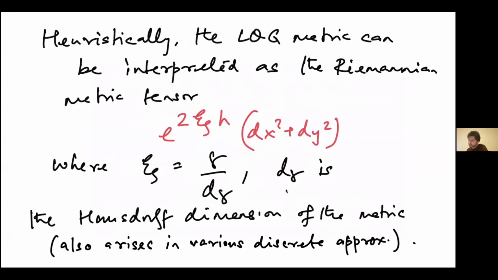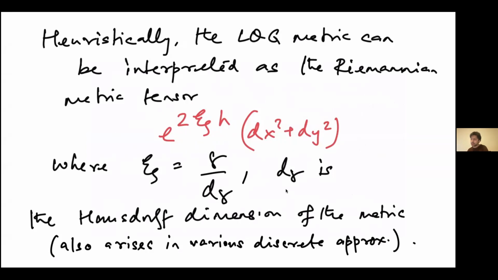Yeah, so given this Gaussian free field H, the LQG metric can be interpreted as this Riemannian metric tensor given by e to the power 2 times xi H, and this is a prefactor that gets multiplied to the usual Euclidean metric tensor.